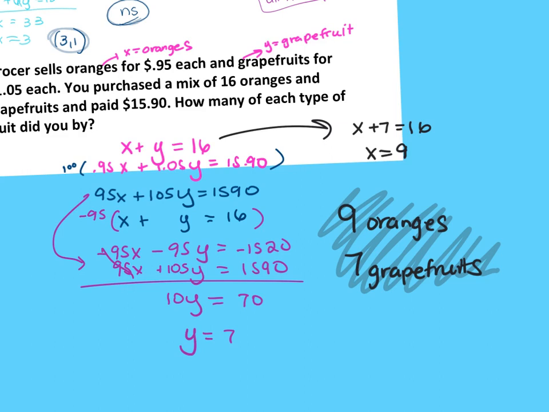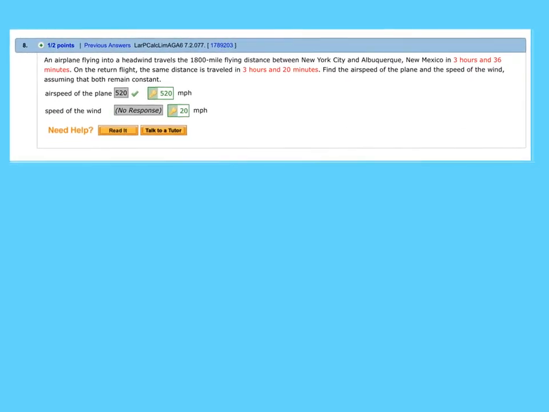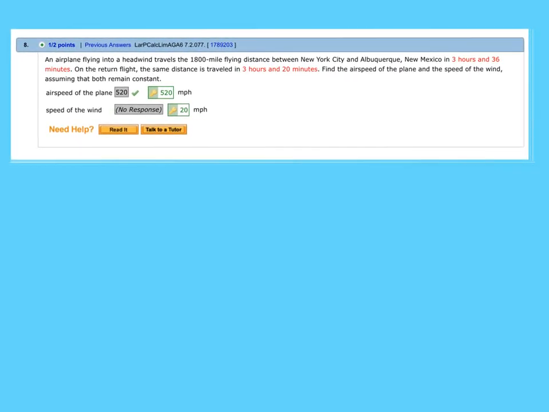On the homework, are we going to need to know that? I'm not going to tell you yes or no. You're going to see this question, but headwind and tailwind is something that can definitely come up in word problems. So this one says an airplane flying into a headwind travels 1,800-mile flying distance between New York and Albuquerque in 3 hours and 36 minutes.